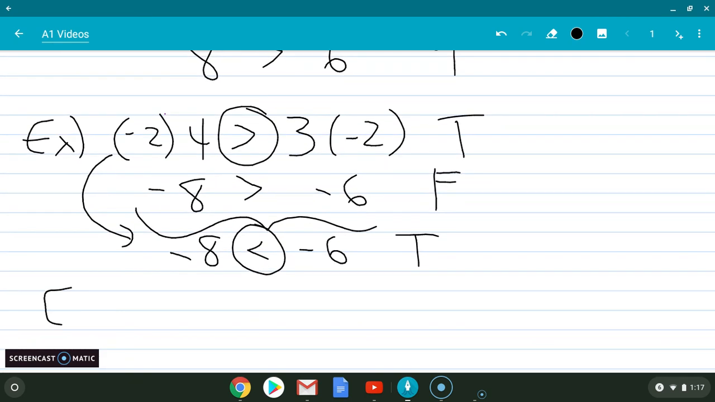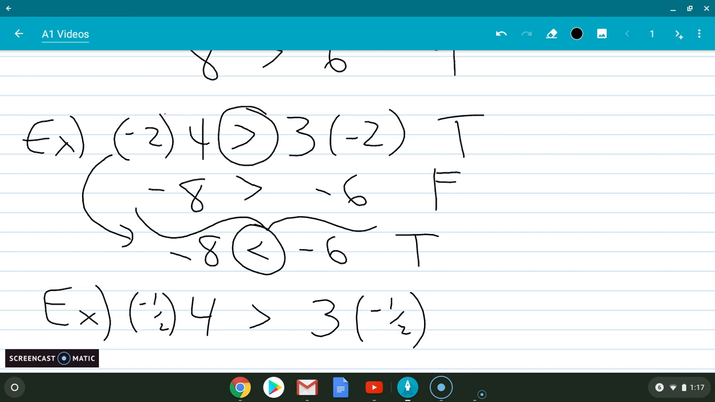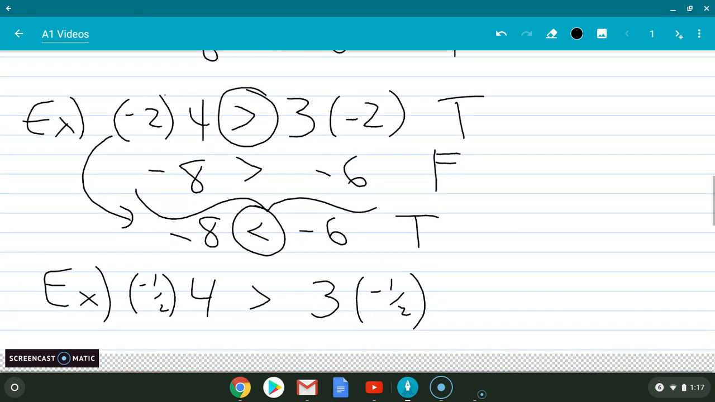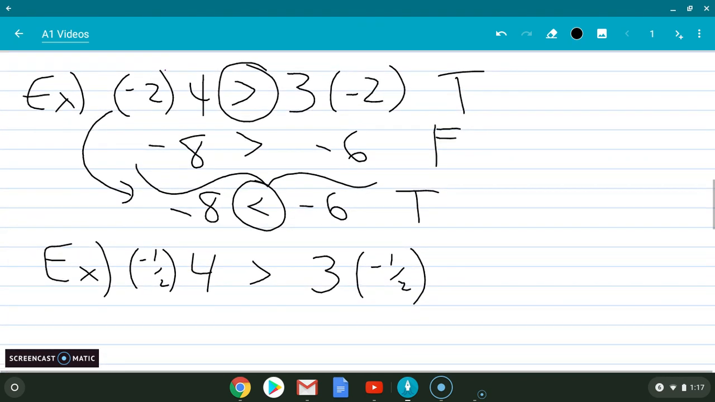One more quick example. If I have 4 is greater than 3, just to remind you that dividing is really the same thing as multiplying. What if I divide by negative 2, which is the same thing as multiplying by negative 1/2, right? The same little rule that we've just learned is going to apply. Negative 1/2 times 4, or 4 divided by negative 2, is negative 2.